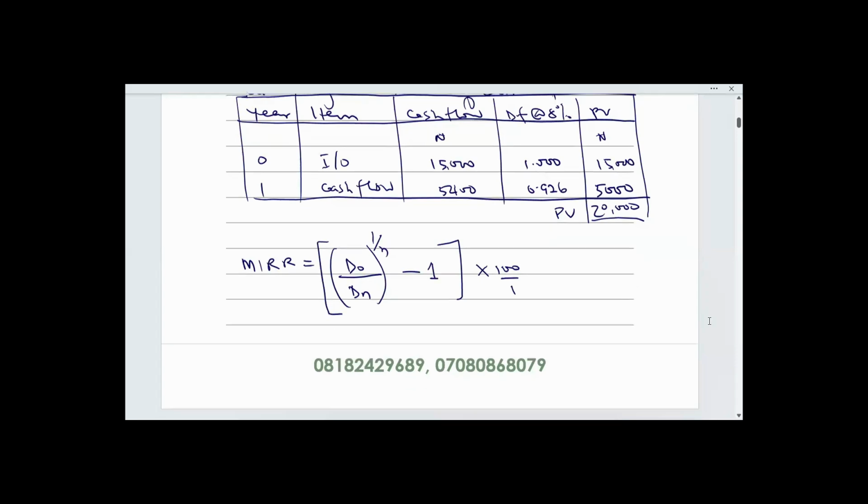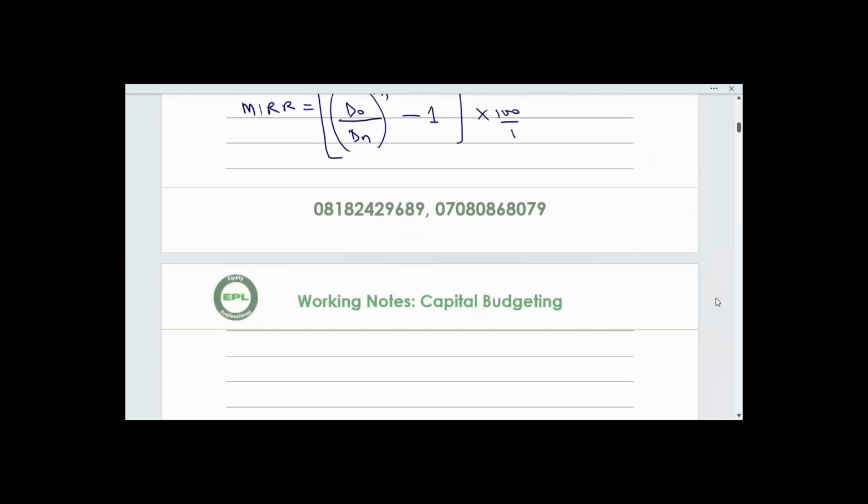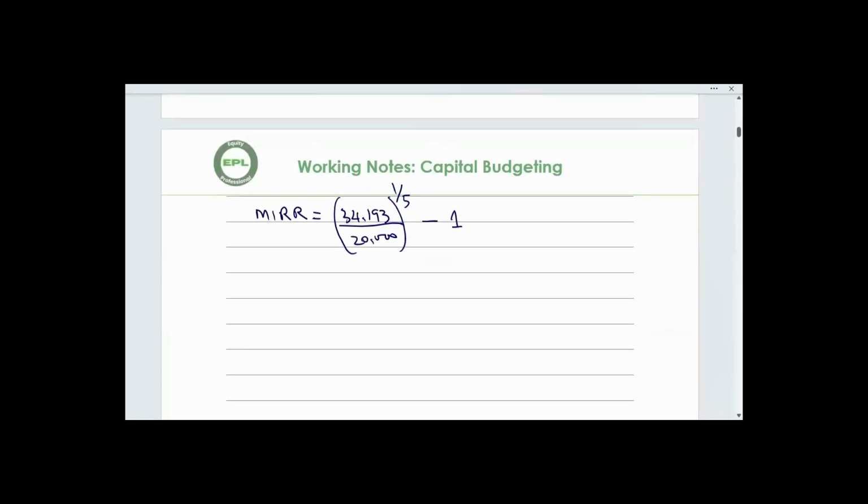Okay, then move to the next page. So modified internal rate of return is then equal to, my terminal value is 34,193 naira divided by 20,000 naira present value, all raised to power 1 over 5, minus 1. So mathematically, what do you have here?